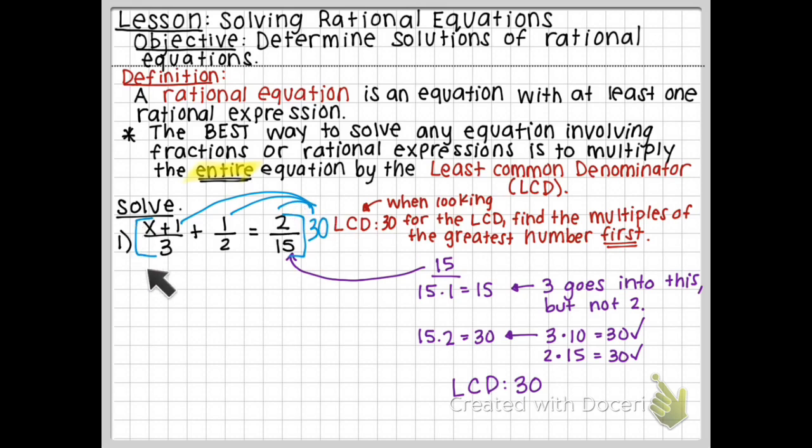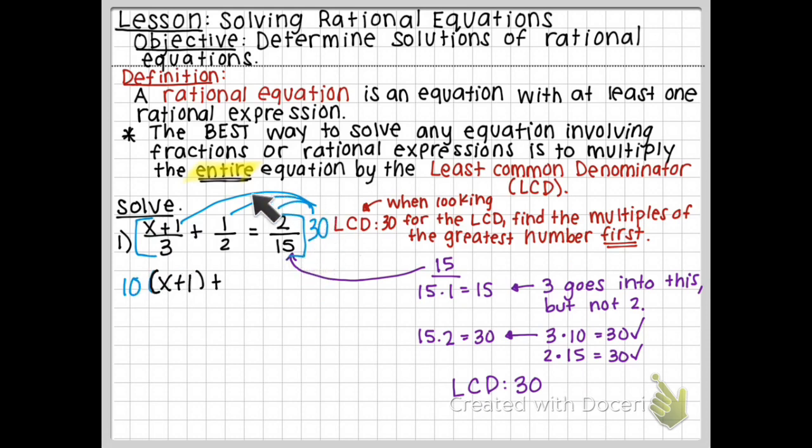So if I look at this first piece and I multiply it by 30, look at this 3. Whatever is on the bottom of a denominator is technically dividing, right? So let's think about it like this. What's 30 divided by 3? That's 10. So I have a 10 left over, and I'm going to multiply it to the top piece of my fraction. See how that x plus 1 is here, right? And I just multiplied 10 by it. Why did I multiply 10 by it? Because 30 divided by this 3 is 10 left over, so I'm going to put a 10 here.